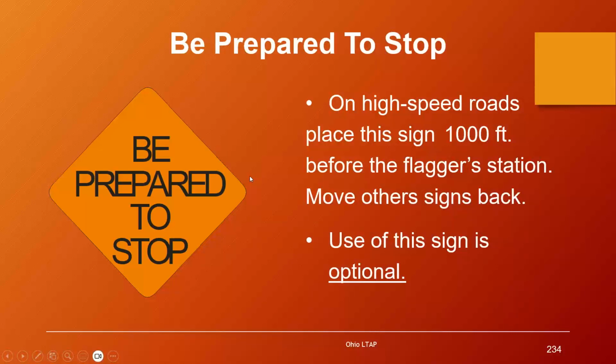And so you may have recalled that when I said that anytime you're working on a roadway that might have high speed or high volume or sight distance restrictions, then you need to really consider utilizing whatever is listed in the typical applications under guidance and options. So you would place this be prepared to stop sign directly before the flagger ahead symbol sign.